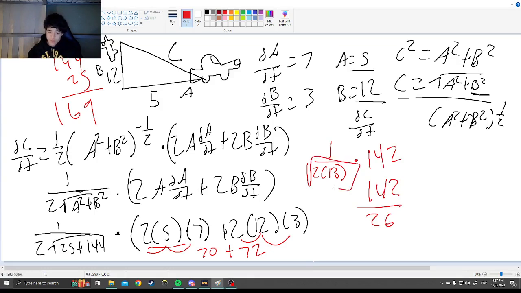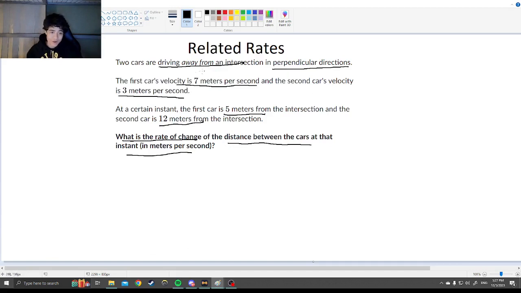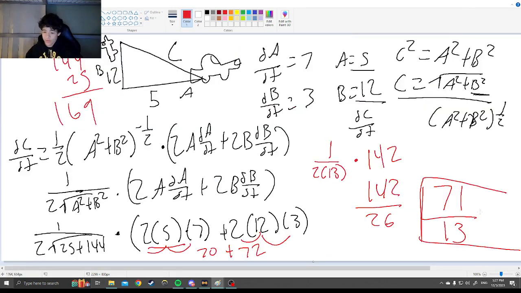All I'm doing is multiplying this bottom here. And we can simplify this. We'll get 71 over 13. And can't forget the unit. What is the unit? They're driving away, meters per second, right? 71 over 13 meters per second. So this is going to be it for a Pythagorean theorem type of problem.